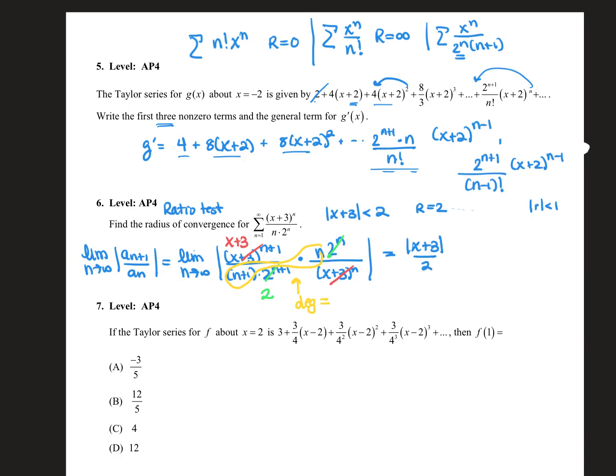Now remember, for the ratio test to work, this needs to be less than 1. And our goal for the ratio test is always to get x minus c less than r. So for us, x plus 3 has got to be less than 2. So that tells us the radius of convergence is 2.